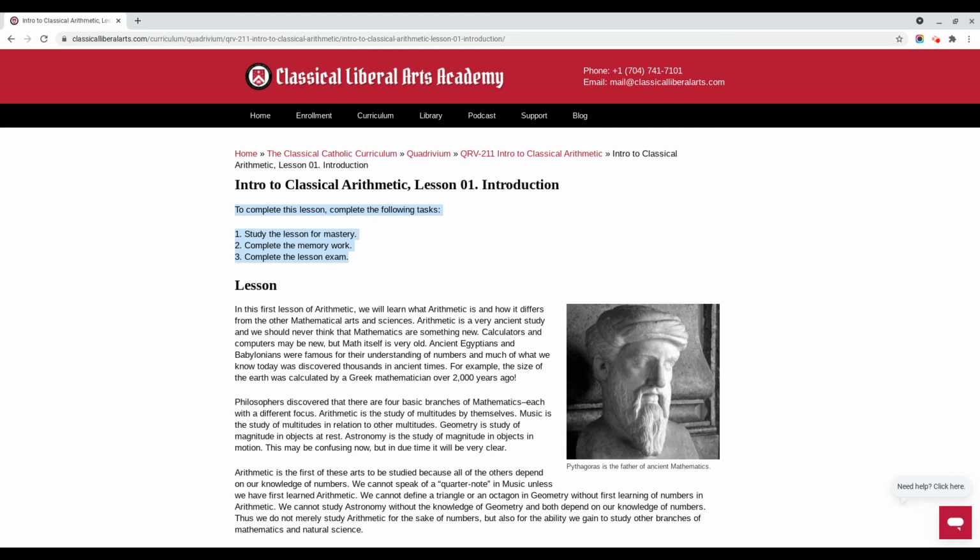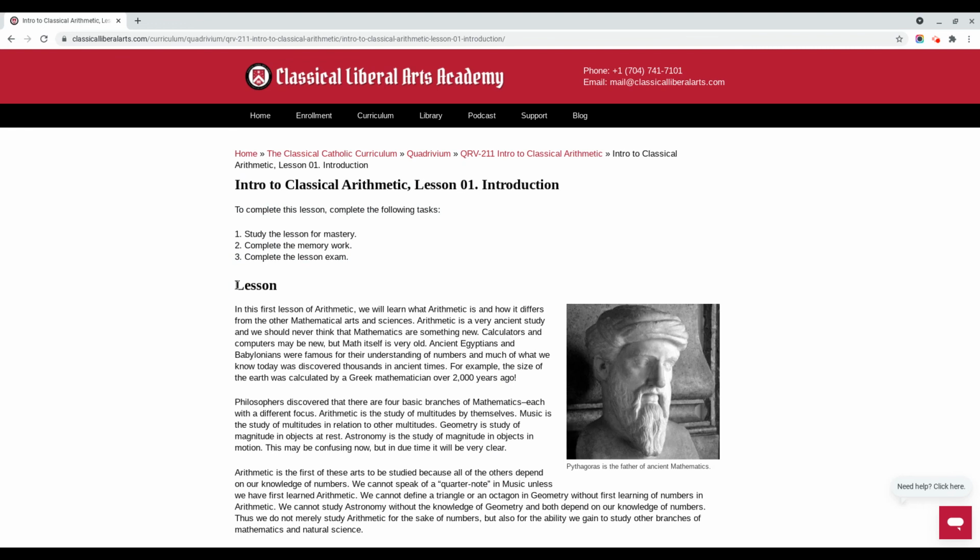On the Academy website, there's an article titled How to Study for Mastery, which will help you to understand what that first task really means. You can look that up some other time if you need to. This lesson is pretty simple, but there are some lessons that are very difficult, and that article will be very helpful. Task number 2 is to complete the memory work in this lesson. And then task number 3 is to complete the lesson exam or assessment.